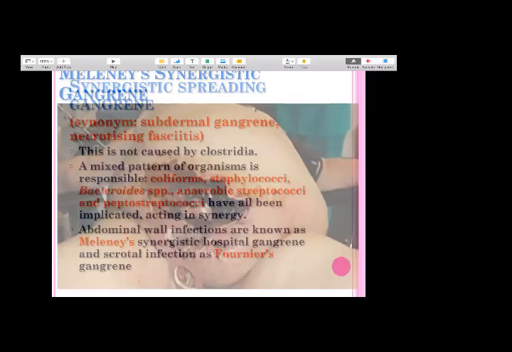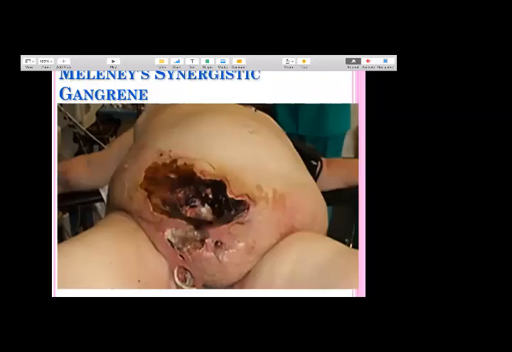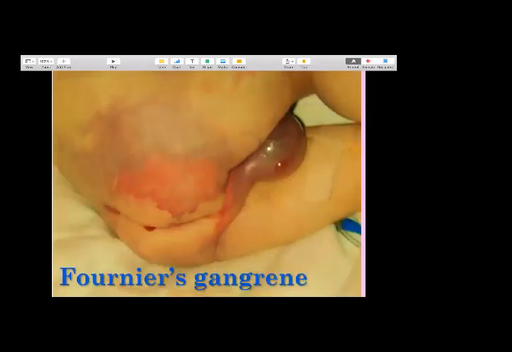Here we have a picture of Meleney's synergistic gangrene. That's what it looks like. And obviously over here we have Fournier's gangrene involving the scrotal area and the scrotum.